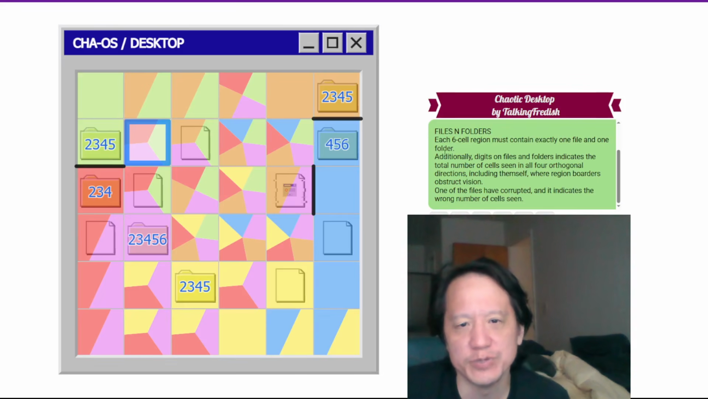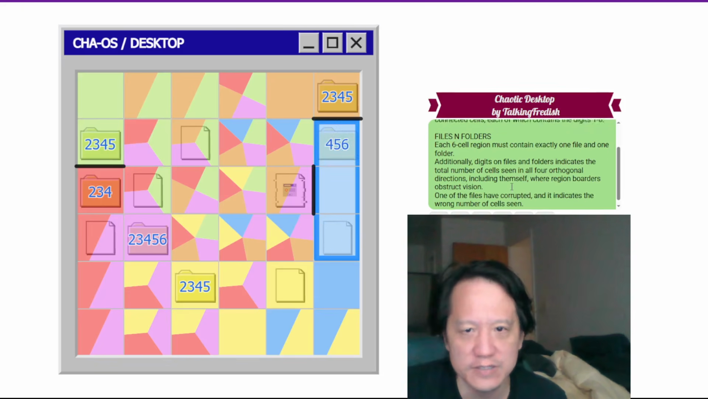I was hoping this would be an actual very easy chaos construction puzzle, but this is not a very easy chaos construction puzzle.